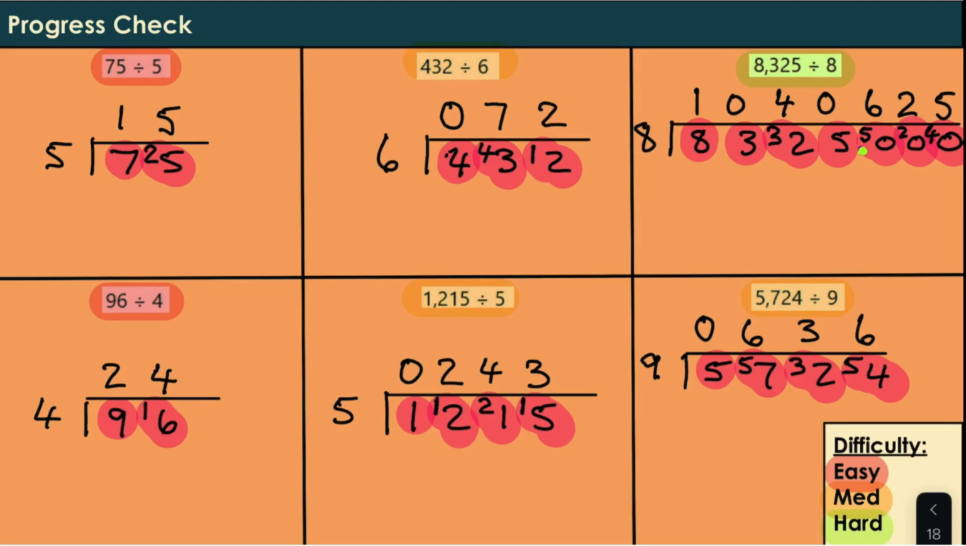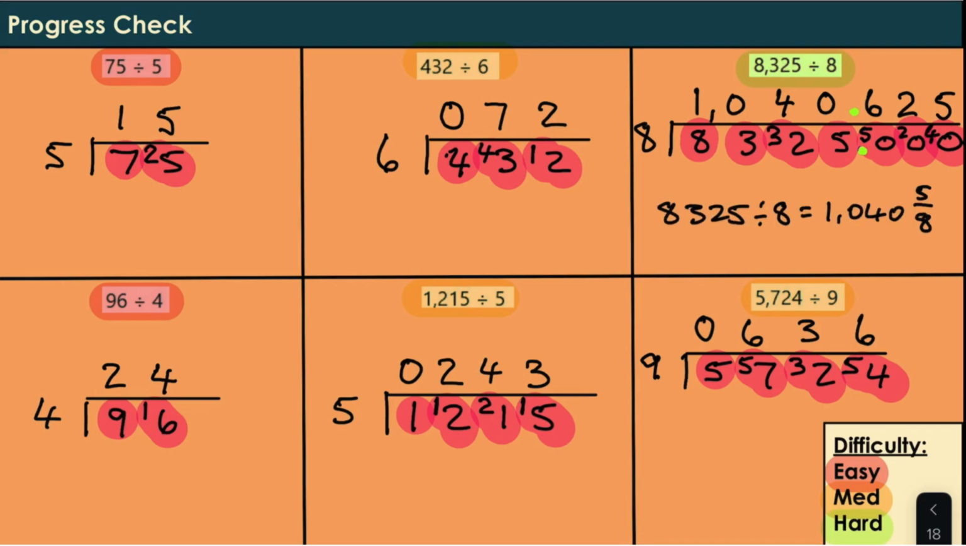Now, there's one small thing that you always need to add. I have my decimal point at the bottom. I've got to add my decimal point on the top. So I can see my final quotient is 1040. Let me add a comma. 1040.625.